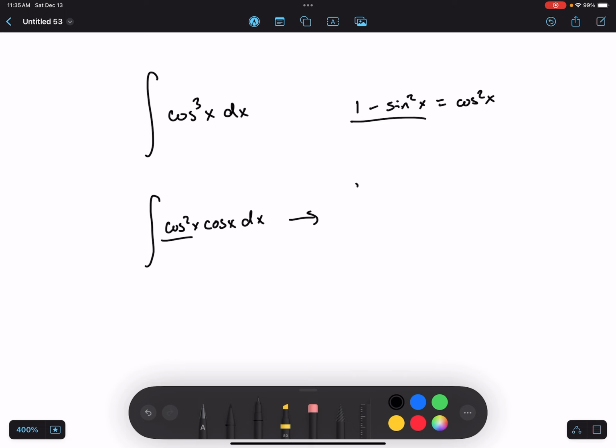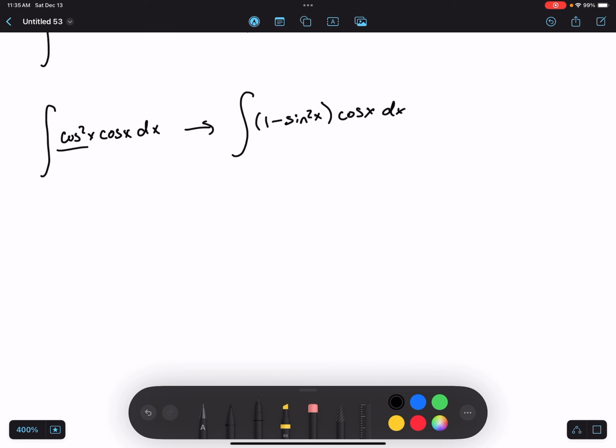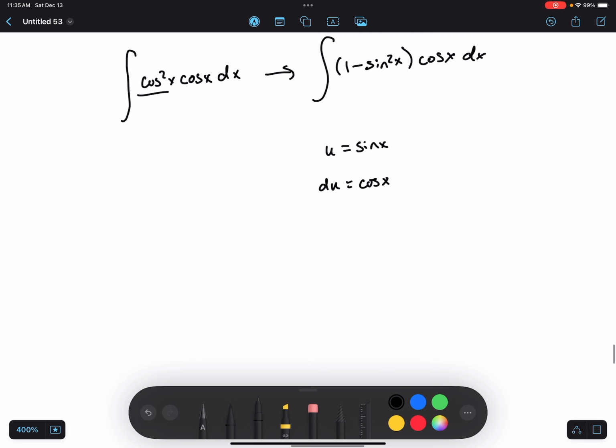So what this becomes is the integral of (1 minus sin² x) times cosine x dx. And now we're set up for a u-sub. So if we let u equal sine x, and the derivative of u in this case is cosine x, then we can rewrite this integral as the integral of (1 minus u²) du, and then we can integrate.